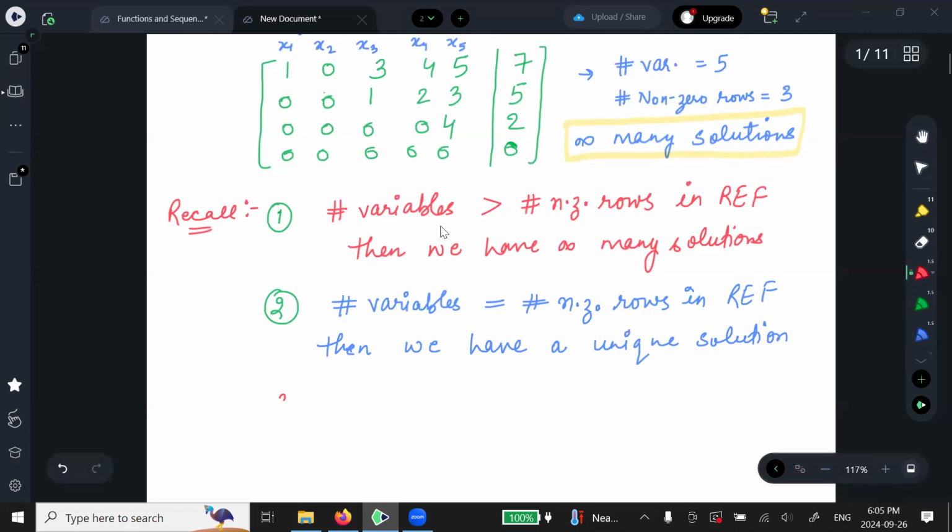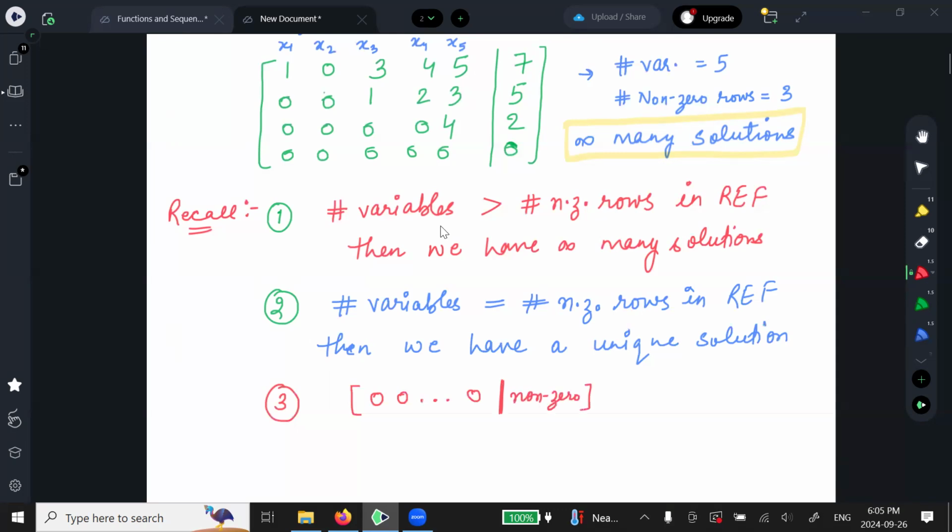Now we have to be careful for the third part, because sometimes you do end up with a non-zero row, but it will look like this. So what happens if you end up with a row like this? There are zeros everywhere, but the augmented part is non-zero. Then we say no solution. Now this row could be anywhere in your matrix. As long as you see it, don't even bother. No solution. Okay? No need to row reduce, no need to do anything.